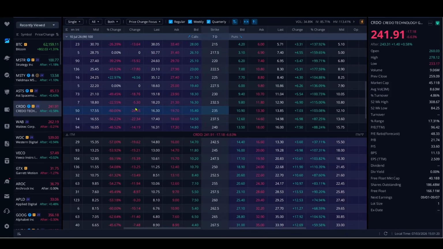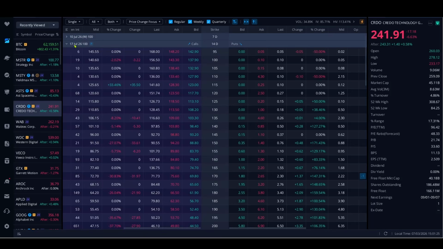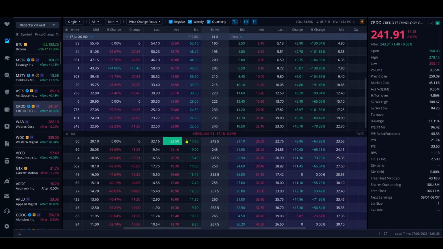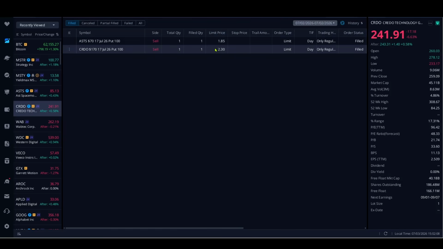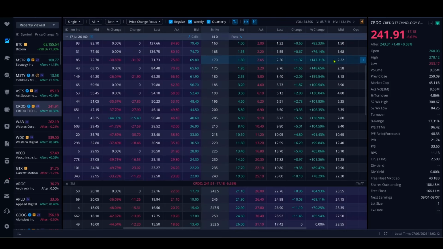So if we look at the options chain on CRDO and we go to that July 17th, you can see right here is the actual price of CRDO, right? Now I sold a 170. So you can see right here, there's that 170. Now this is a put, so it's this side of the chart. And that 170 put, that mid price is about $2.22. So this one here looks like it's pretty close to about what I actually earned on this trade, because I earned $2.30 and now it is worth $2.22. So I'm only about 8 cents in the good for this one.